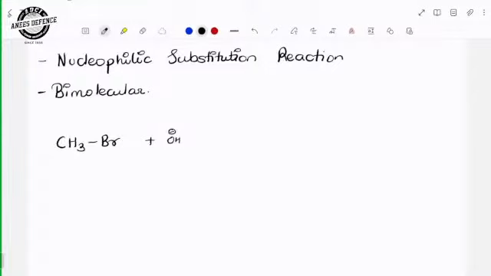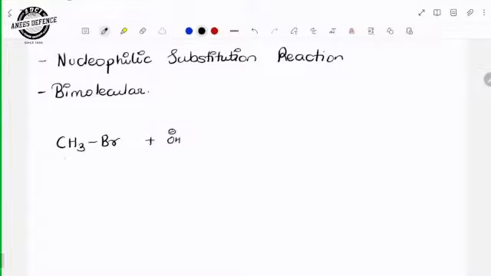And what do you mean by nucleophile? Nucleophiles are the species which are electron rich in nature. The opposite is electrophile. Electrophiles are species which are electron deficient. So basically nucleophiles have negative charge and electrophiles have positive charge. Here the nucleophile will attack this carbon and Br is my leaving group.